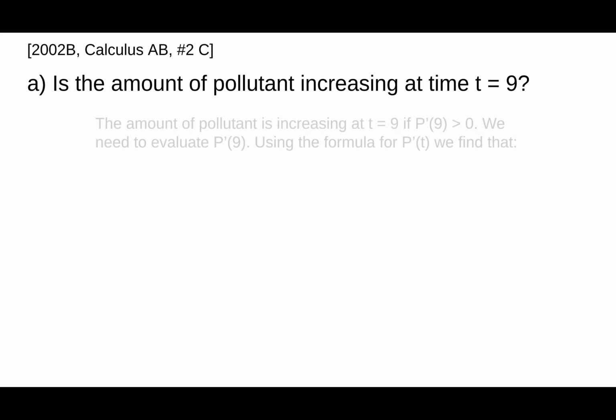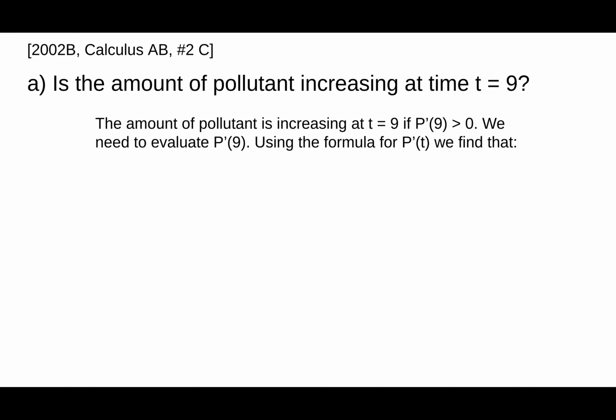Now, since this is a calculator problem, we have to evaluate p prime of 9 and determine if it's increasing or decreasing at t equals 9. It would be increasing if p prime of 9 was positive. It would be decreasing if p prime is negative. However, given the function that we have, it's not entirely obvious whether p prime of 9 would be positive or negative. It is an exponential function. But it is a calculator question, so we can use our calculator to evaluate p prime of 9.